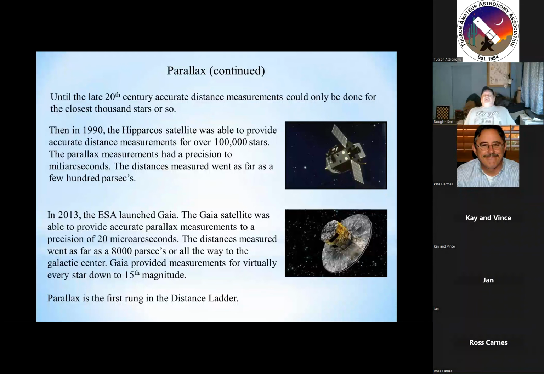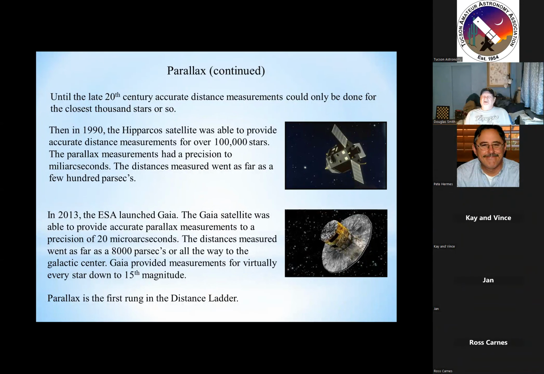However, until the later half of the 20th century, in fact, probably until the last 10 years of the 20th century, parallax measurements basically could only be done for a couple thousand stars. Because even with large telescopes, because of problems with the atmosphere and everything else, getting angular measurements down to the hundredths of an arc second was extremely difficult. And so you could only get a couple thousand of the closest stars with the equipment that was available at the time.